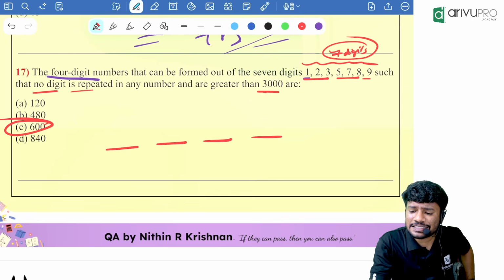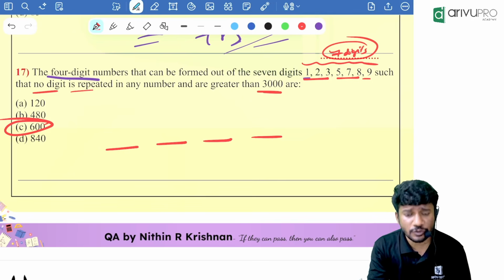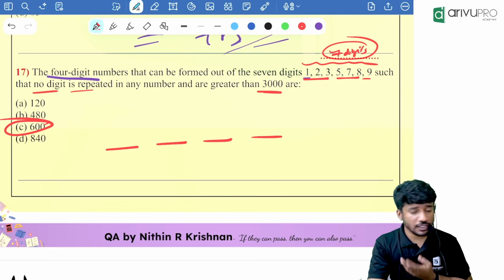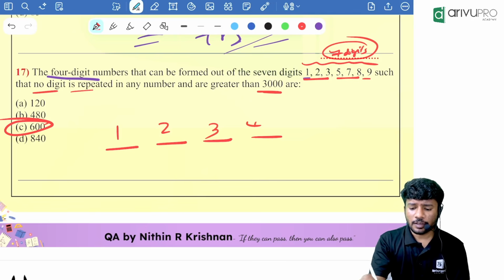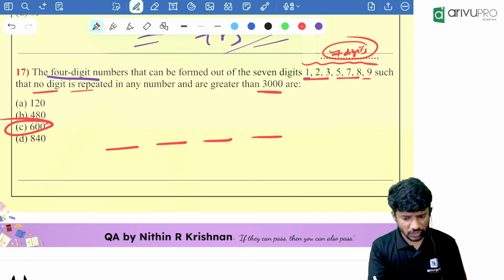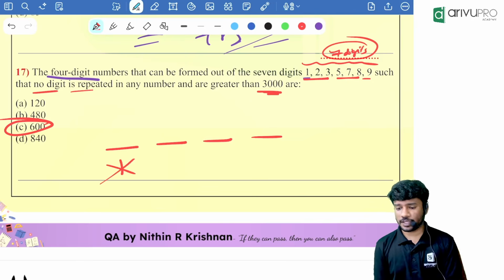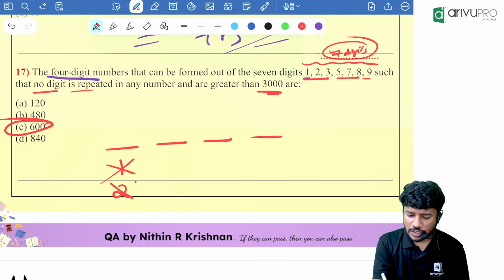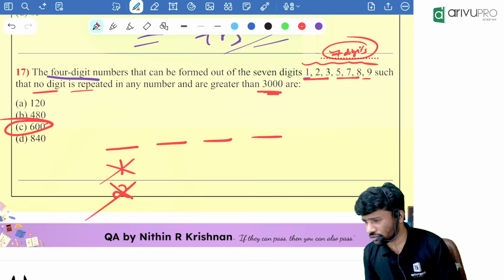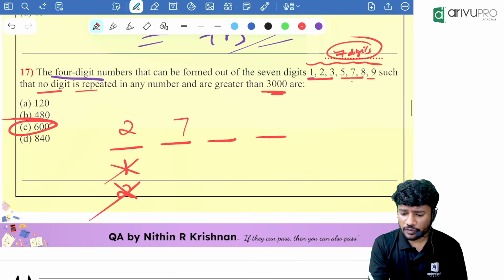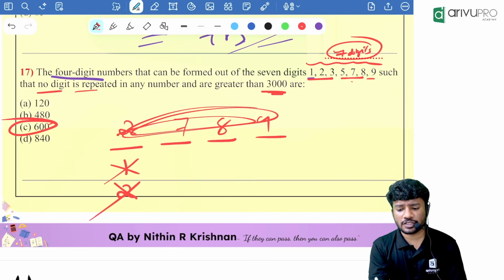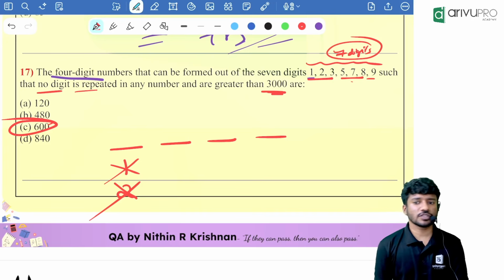And it is greater than 3000 is the condition. Greater than 3000 means the number we are getting should be greater than 3000. For example, in the first place I am putting 1, then 2, then 3. The number will be 1234. Is it greater than 3000? No. That means 1 cannot sit in the first place. Then can I put 2 in the first place? No. For example, I create 2, then 7, 8, 9. Is it greater than 3000? No. That means 2 also cannot sit in the first place.